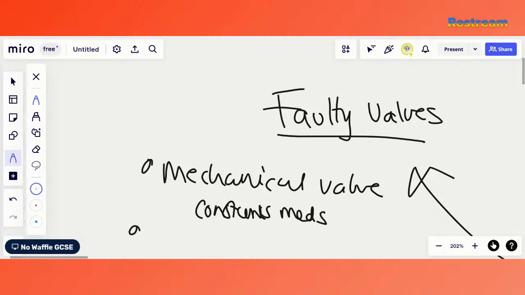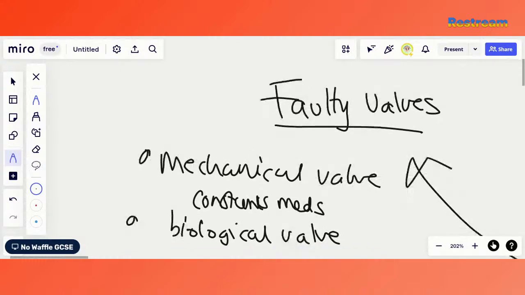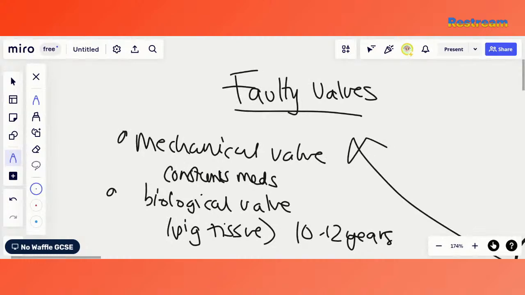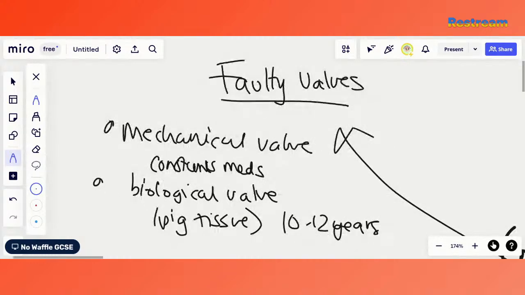And then we have a biological valve. Now, a biological valve would normally come from something like pig's tissue. It would last 10 to 12 years and it's quite effective. However, you would also have to take medication, but it will be less medication because it's not as foreign as putting plastic into your body, because it's still tissue. So less medication is needed.